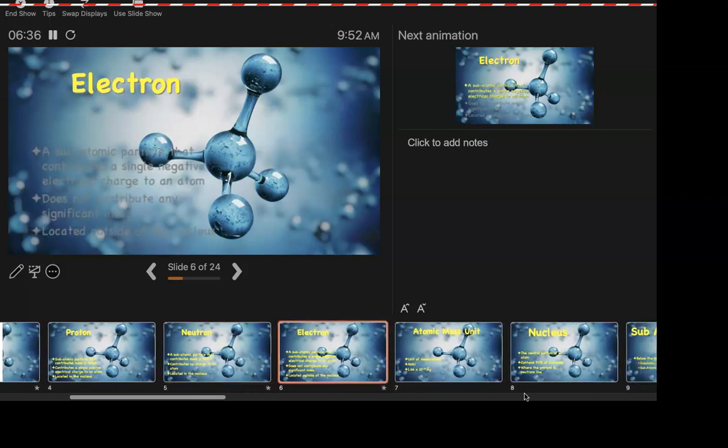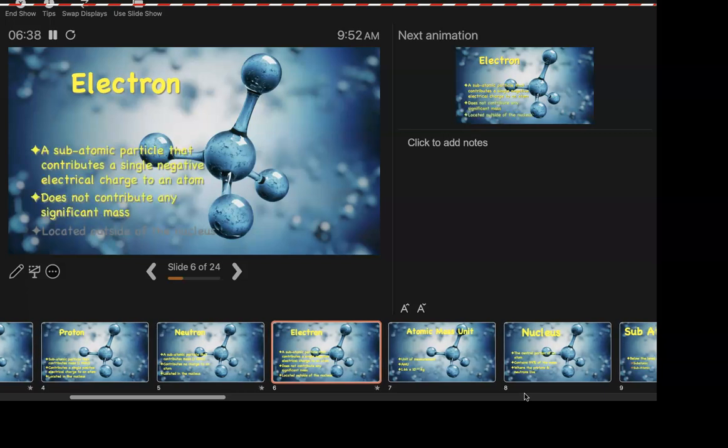All right. So an electron. The electron is a negative one. In fact, some of you might remember that it's usually abbreviated with the lowercase e and a negative sign next to it, right? It does not contribute any significant mass. And again, one silly little word is kind of really important. In this case, it is the word significant.